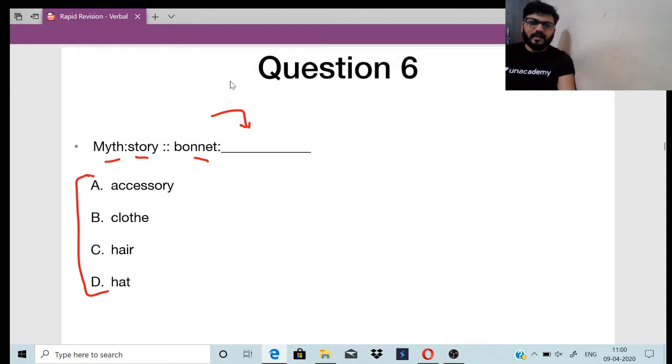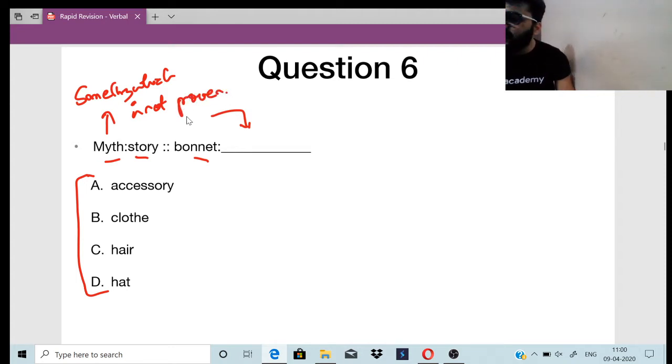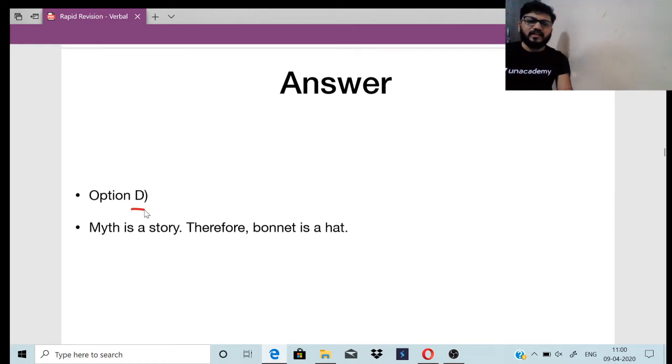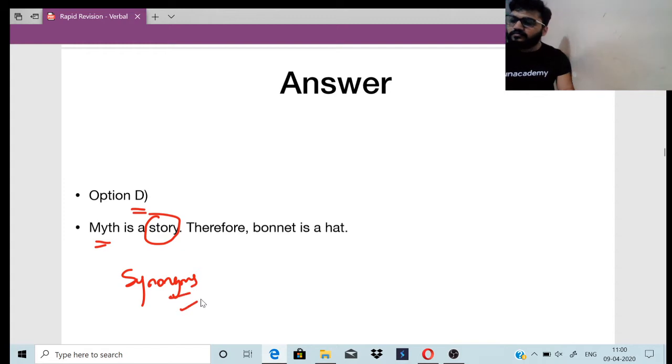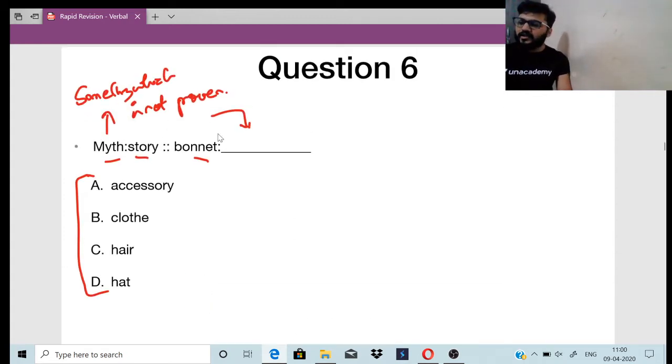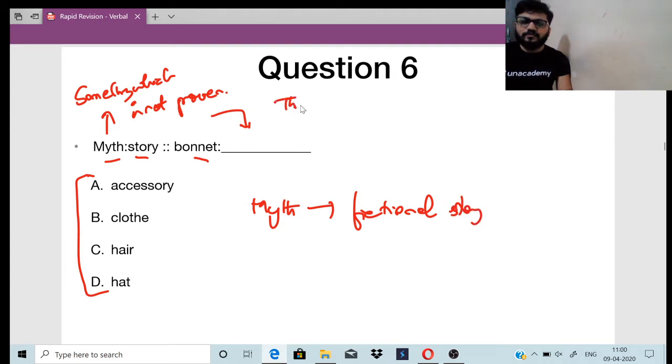So what is myth? Myth ka matlab kya hai? Something which is not proven. So that is called a myth. So everyone is telling it as A. You'll be shocked now. The option is D. Myth is a story, so they both are synonyms of each other. Something which is not proven, so it is a fictional story. What does myth mean? Fictional story.